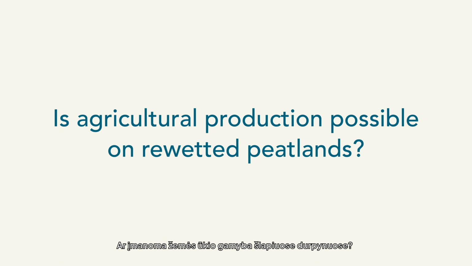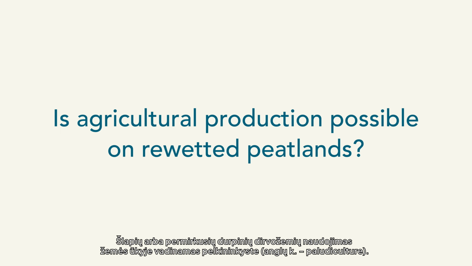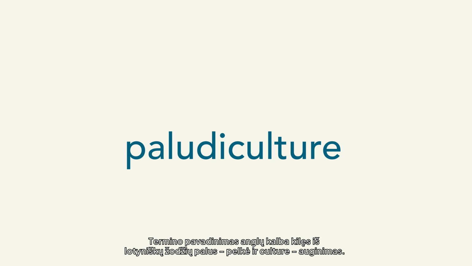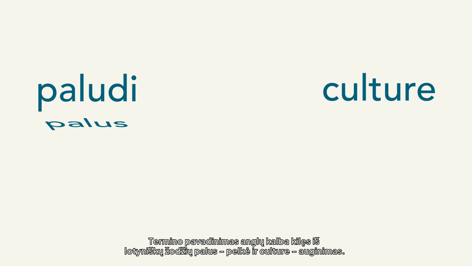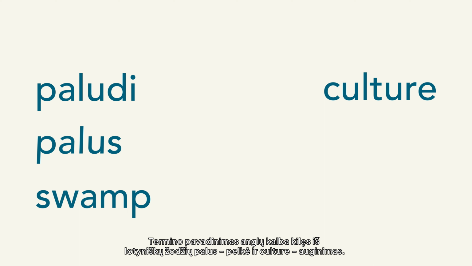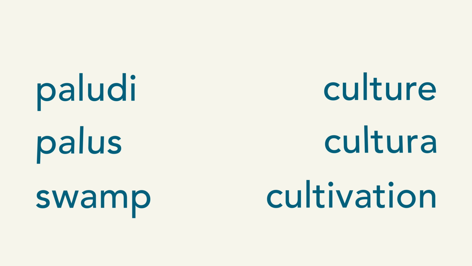Is agricultural production possible on re-wetted peatlands? The agricultural use of wet or re-wetted peat soils is called Paludiculture. The term is derived from the Latin palus, swamp, and culture, meaning the cultivation.